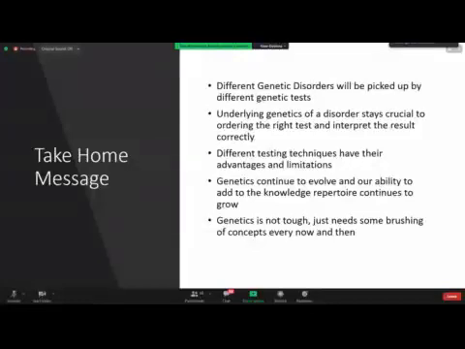And so what are basically the take-home messages? Different genetic disorders will be picked up by different genetic tests. So when the patient comes, you see the phenotype, and then you go for the test. The underlying genetics of the disorder stays crucial to ordering the right test and interpreting the result correctly. For example, if you call a benign mutation the cause, and you do prenatal diagnosis or carrier screening on that basis, it means you are doing something completely off track, right?